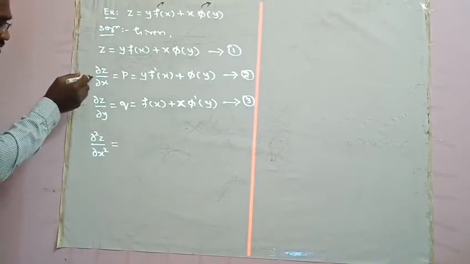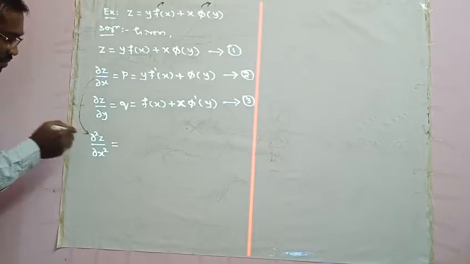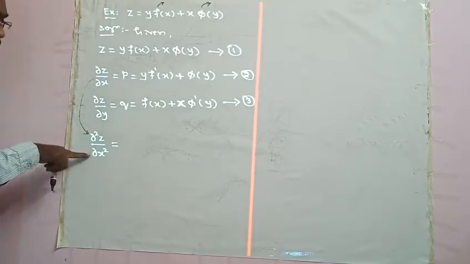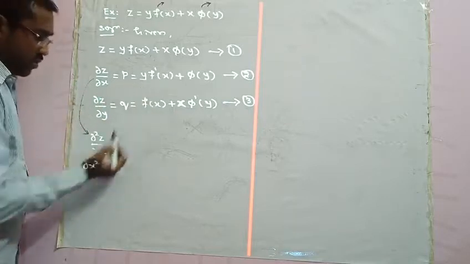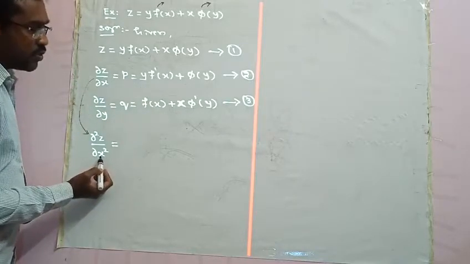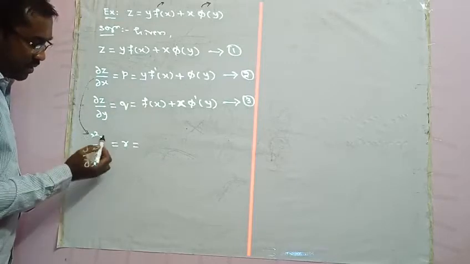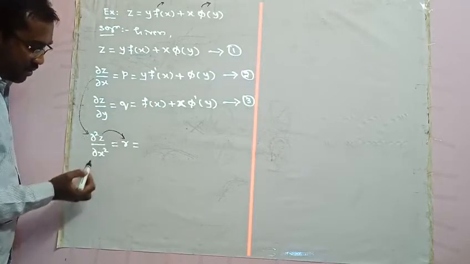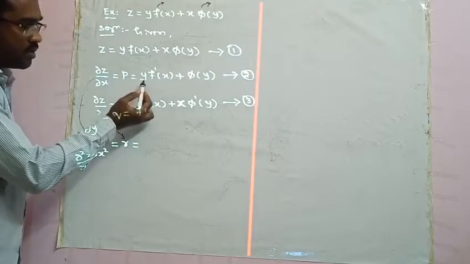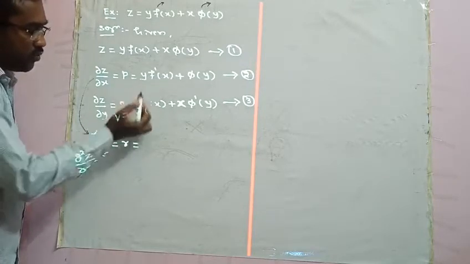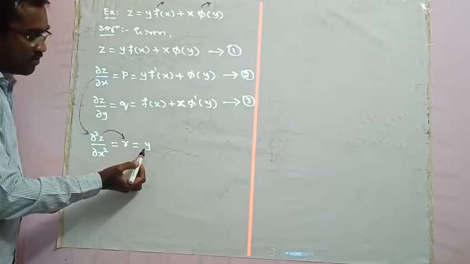Now let us differentiate this ∂z/∂x once again with respect to x. Since you are differentiating once again with respect to x, y is constant, as it is. Let us call it r. This is called r. Since we are differentiating with respect to x, y is as it is.